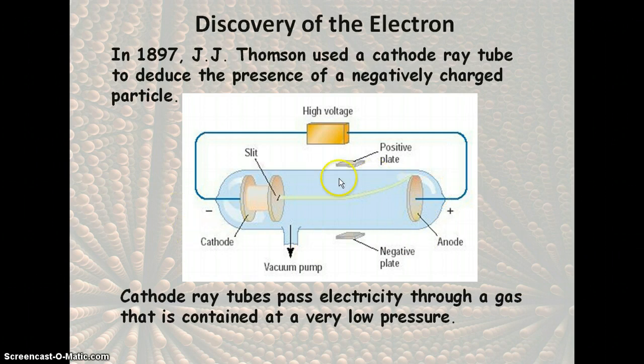Basically, what a cathode ray tube is, this part in the middle, is it passes electricity through a gas that is contained at very low pressure. So right in this middle part is a gas. It has a very low pressure. That's why you see this vacuum pump. You're able to decrease the pressure by evacuating molecules from here. And then you have this electricity current right here that's running through it. And we're going to see what he saw when this happened.